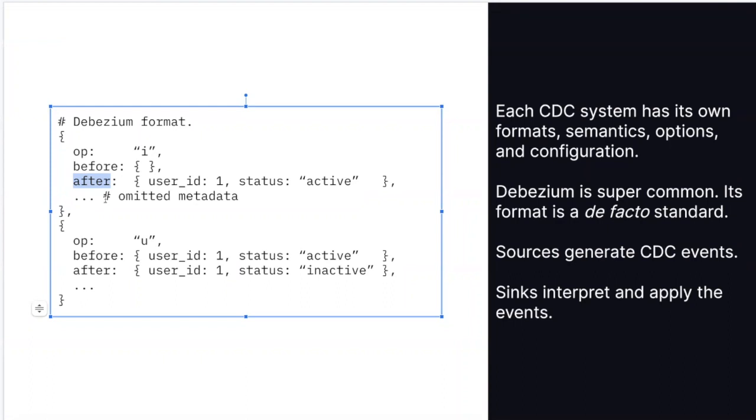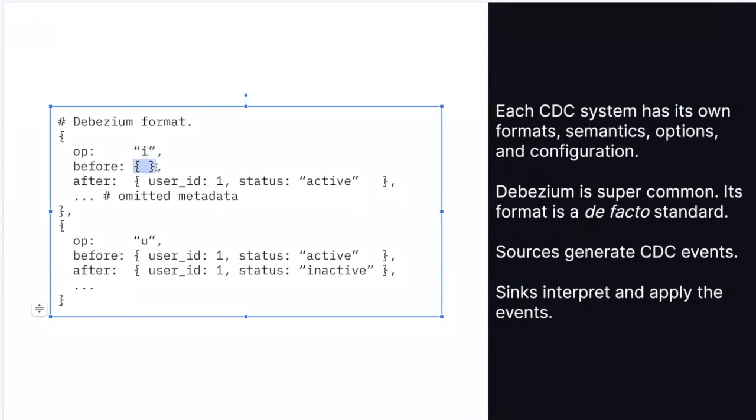And for some systems, you can get various attributes from the database system, like the LSN, the log sequence number, or the transaction ID, and various other details about the database system that come from the write-ahead log, the WAL. I've omitted them here just for simplicity, but this is what an insert event might look like in Debezium format.